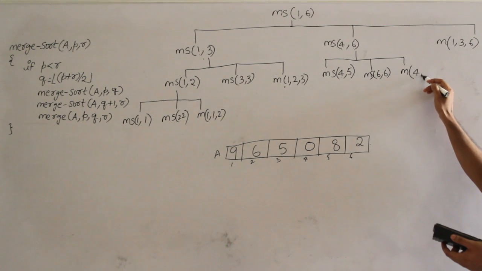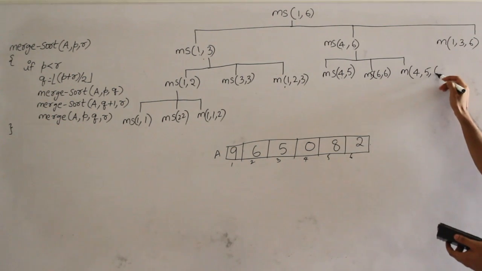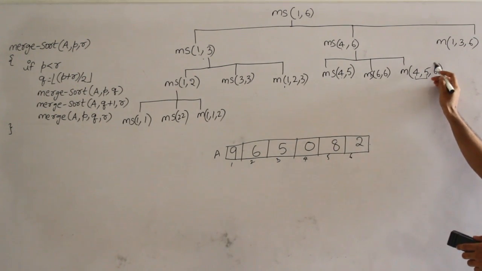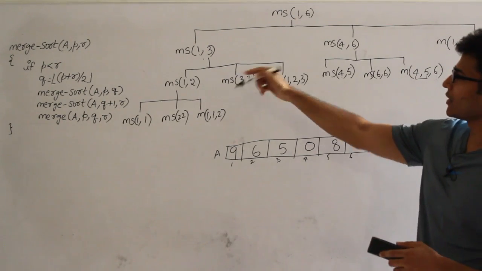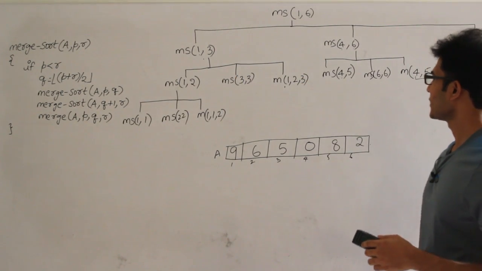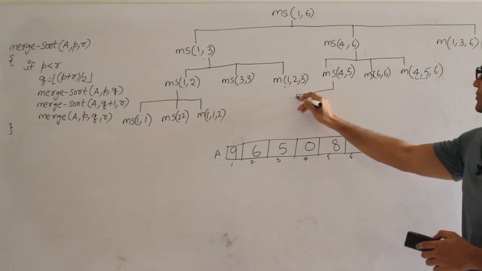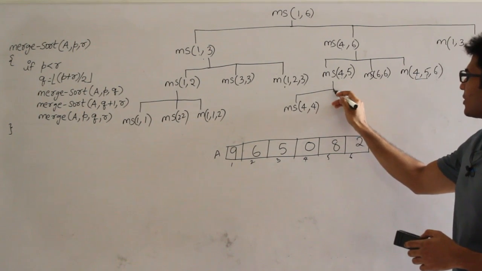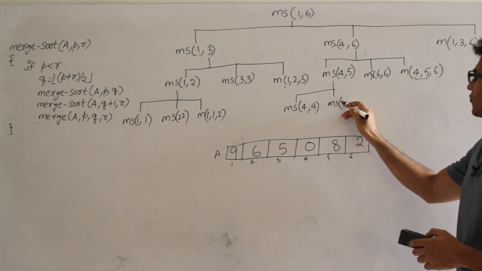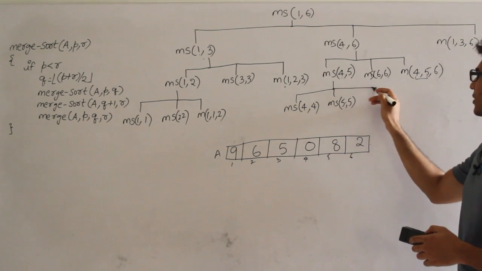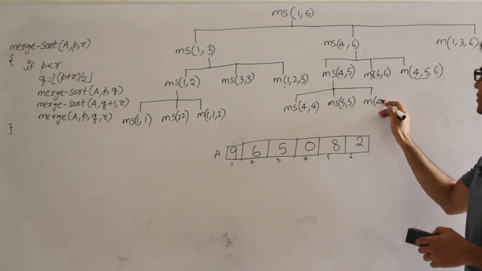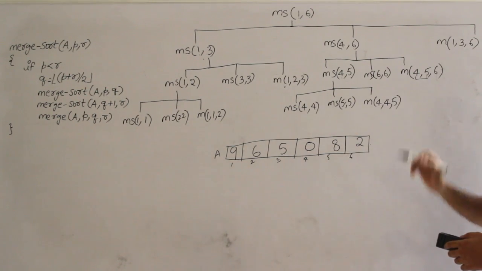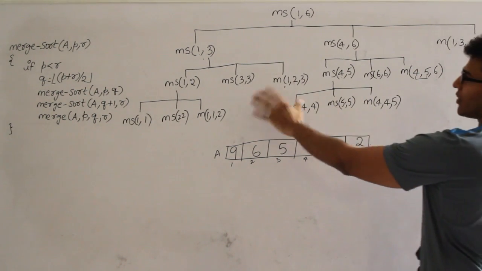I have to merge 4 to 5 with 6, isn't it? I have to merge the list from 4 to 5 and then 6 to 6. So you can see how I am writing these numbers from that algorithm, right? And then what about this? I have to apply merge sort on 4 comma 4, and then I have to apply merge sort on 5 comma 5, and then I have to merge 4 to 4 and 5 to 5, right?